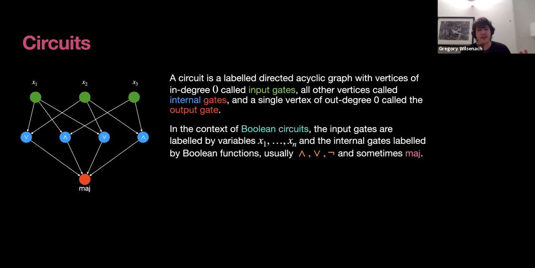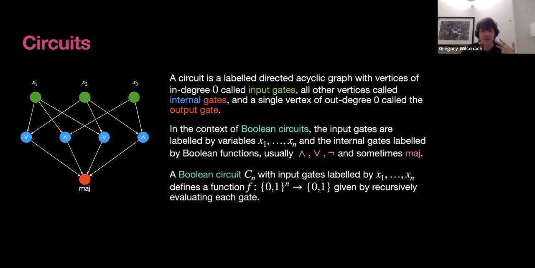Okay, so if you have met circuits before in the context of complexity theory, you've probably met what are called Boolean circuits. So here the input gates are normally labeled by some variables x1 through xn. On the left-hand side, I just have x1 through x3. And the internal gates are normally labeled by Boolean functions. So most familiarly, you'll see and, or, and not, right? And sometimes, and importantly for the talk today, you'll see other functions like majority. If you're unfamiliar with majority, it's just a function that outputs a 1 if and only if the input string has at least half of its input being 1.